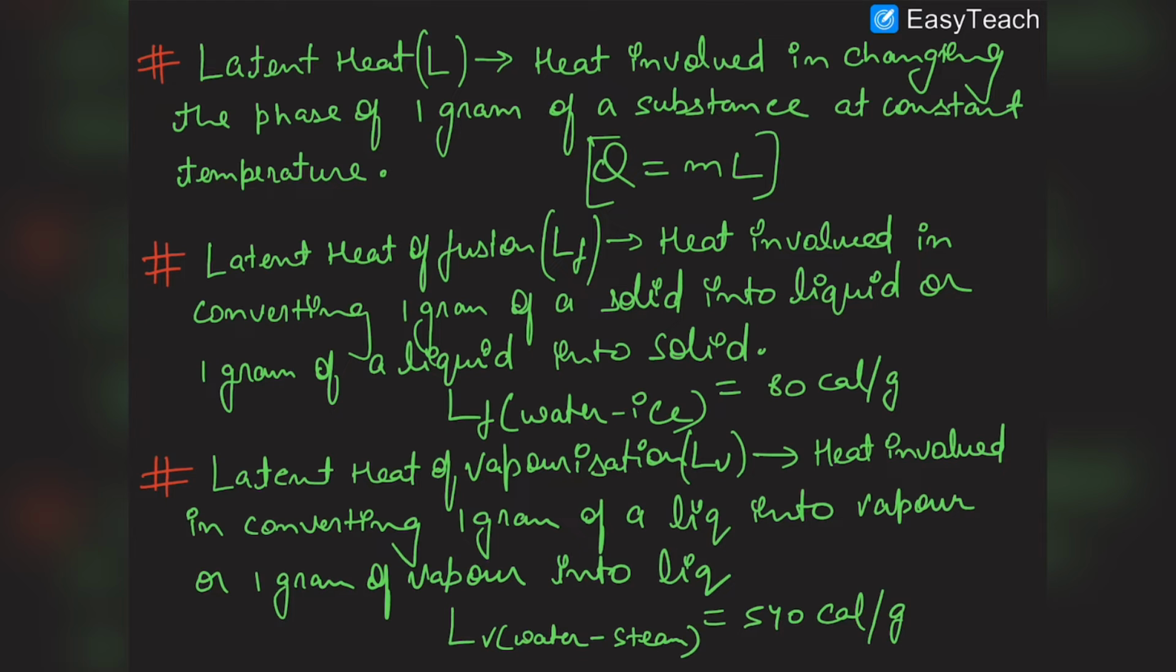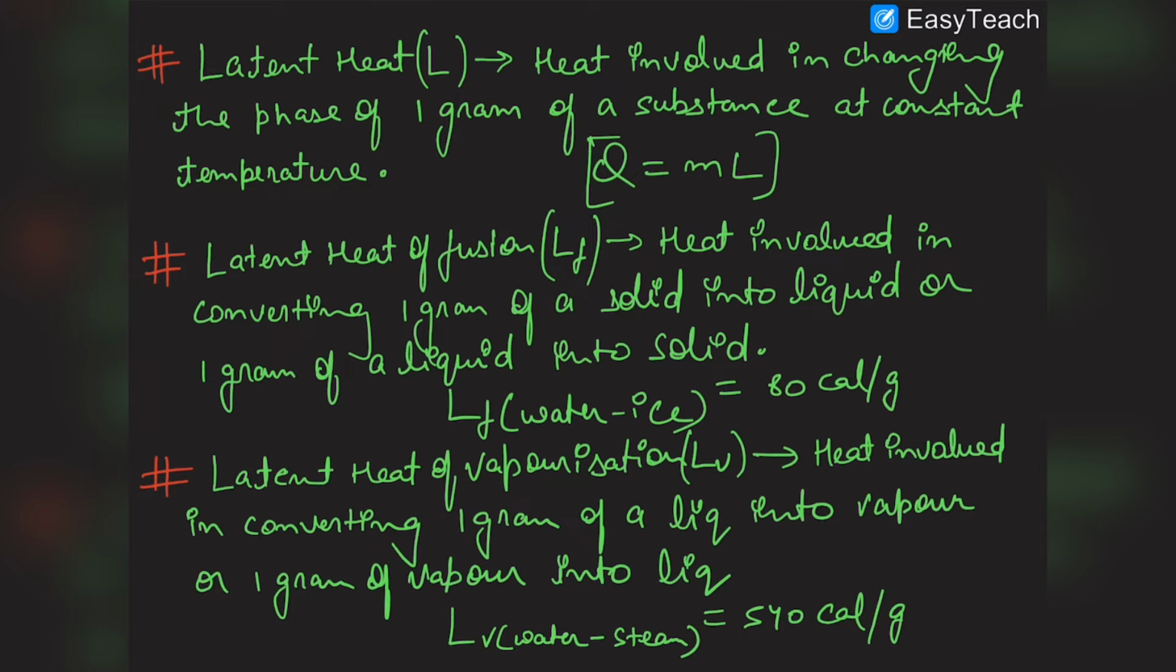And latent heat of vaporization is the heat involved in converting 1 gram of liquid into vapor or 1 gram of vapor into liquid, and its value is 540 calorie per gram. What this means is that when we boil water, 1 gram of water requires a heat of 540 calorie for boiling and converting into steam, and when steam condenses back into water, 1 gram of steam releases a heat of 540 calorie per gram.